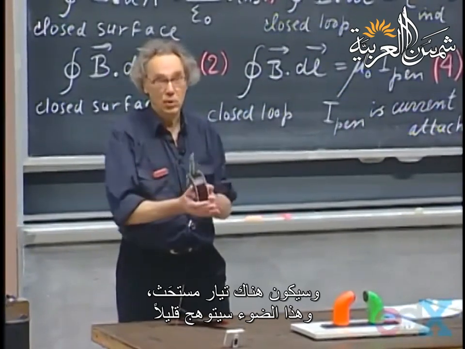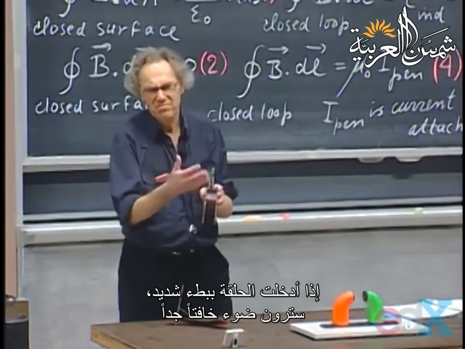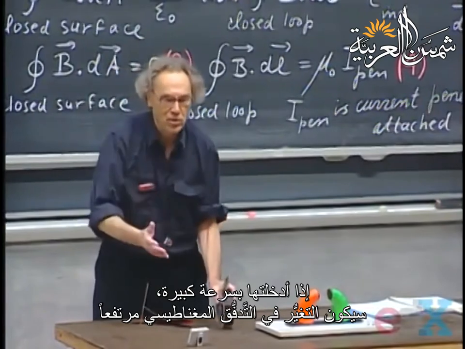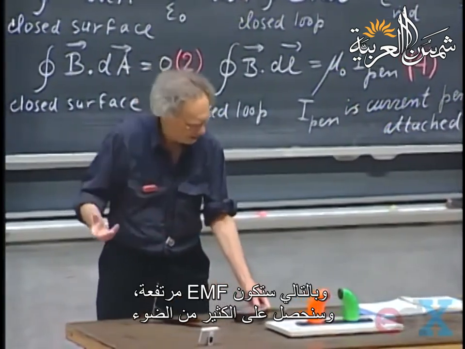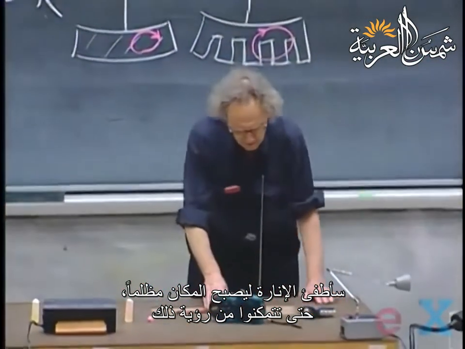And this light will glow a little. If I go in very slowly, you'll just see a teeny weeny little light. If I go very fast, then the magnetic flux change is high. High EMF, a lot of light. So I'll make it darker, so that you can see that.